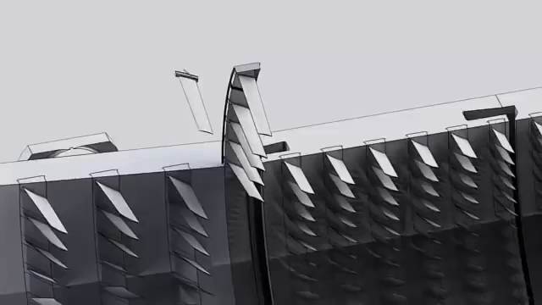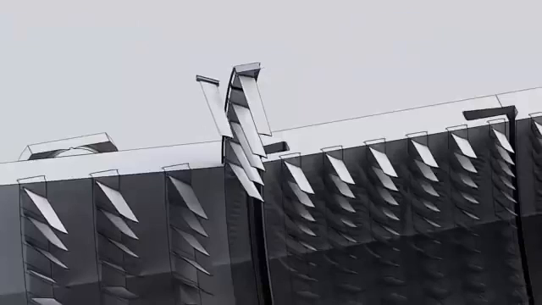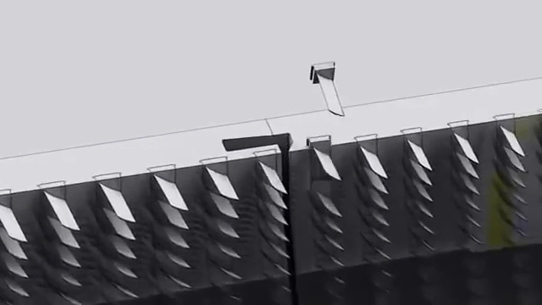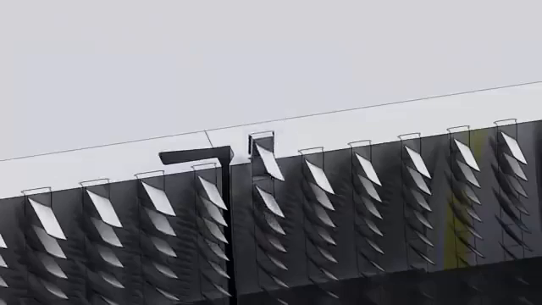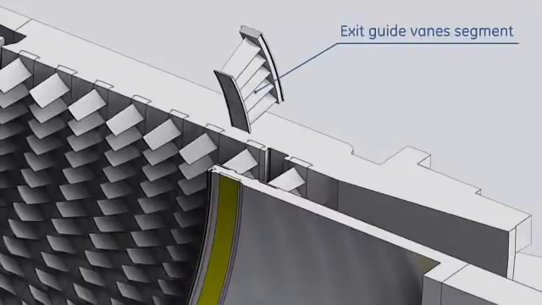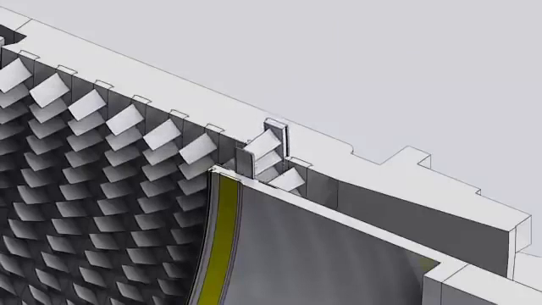The blades of the first 8 stages are mounted by dovetail arrangement to ring segments. These ring segments are inserted into circumferential grooves on the casing. The blades of the last 9 stages have a square base dovetail and are inserted directly into the circumferential grooves on the casing. 2 rows of exit guide vanes are located at the end of the compressor. These stationary vanes help in reducing the rotation of the airflow and increasing the pressure.